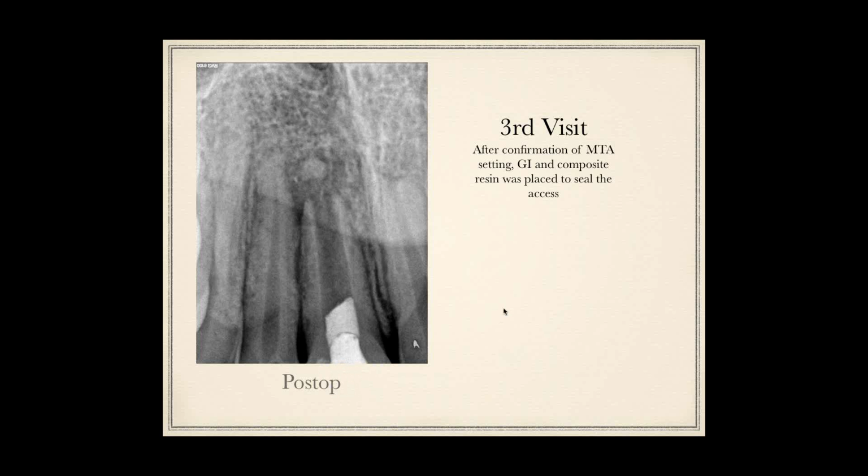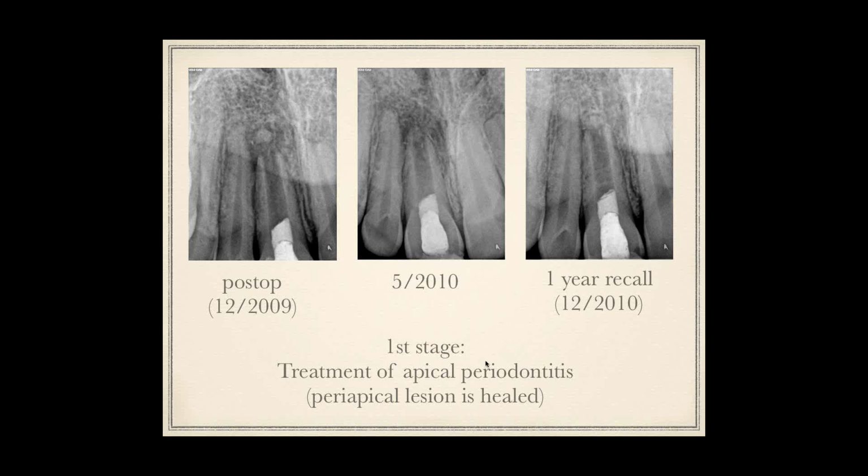Now, what we expect to see is two stages. The first stage is the treatment of the apical periodontitis. And you can see here at the 1-year recall, the periapical lesion is healed. We expect healing within 6 months to a year.